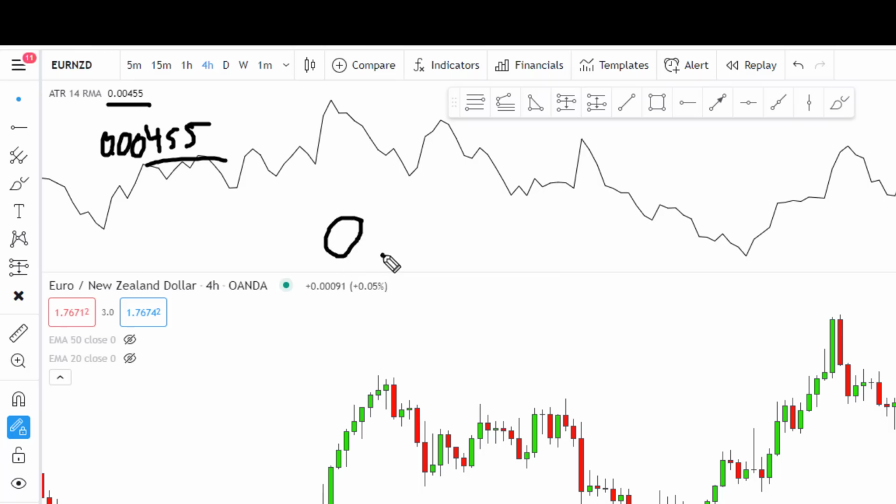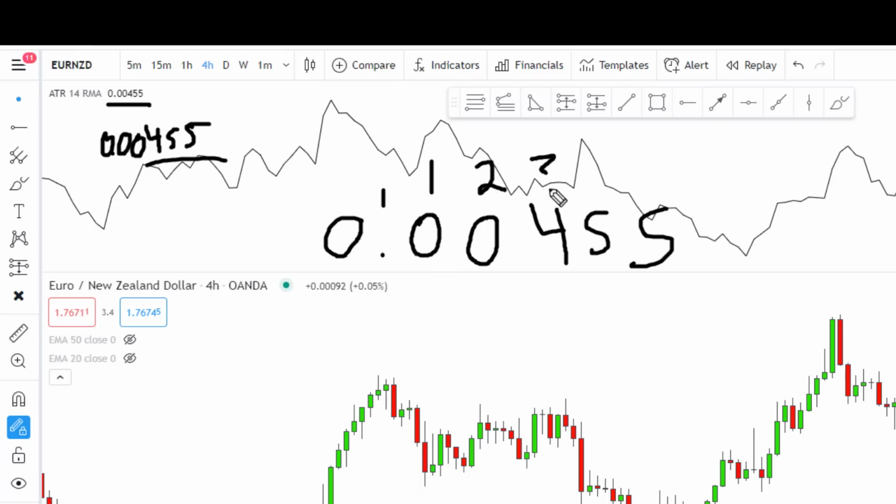So if we had a currency pair with a value, which would be very hard to find, but you had a currency pair with a value like this, then how would you read it? Well, we know that the fourth decimal point, 1, 2, 3, 4, is equal to 1 pip. We don't even count the fifth decimal.